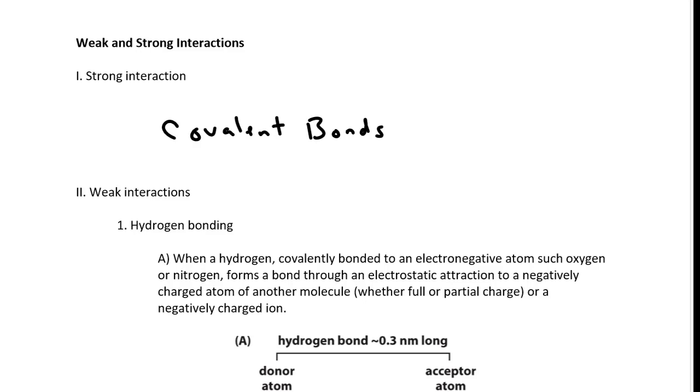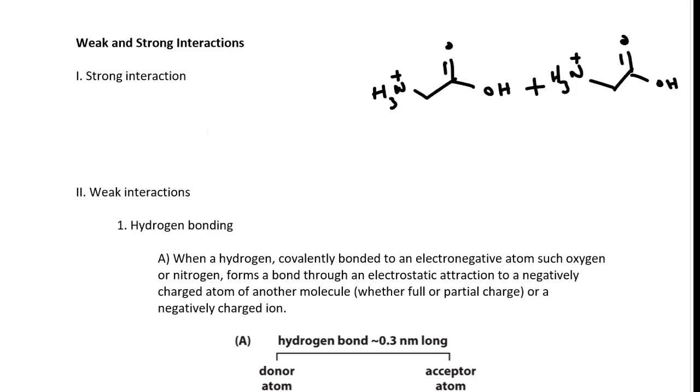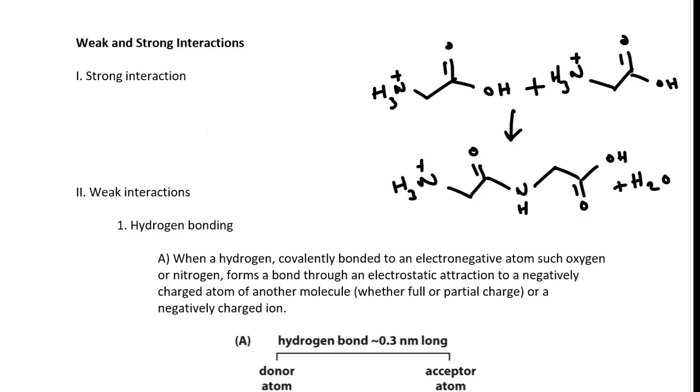formed between two atoms. So an example would be if I had two amino acids. These are two glycines, and through a condensation or dehydration reaction, I get a dipeptide. And you can see that a new bond has been formed between this carbon and this nitrogen right here. That is a formation of a new strong interaction. So strong interactions are just covalent bonds.